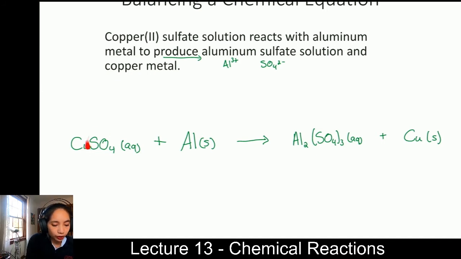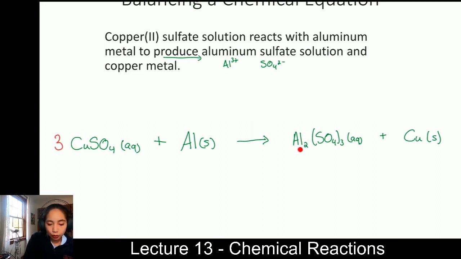So I see that there's only 1 sulfate anion on the reactant side, but on the product side there's 3 of them because of the parentheses. There's 3 there. So to balance the sulfate, I'm actually going to put a 3 in front of copper sulfate. So now there are 3 sulfates there. All right, so the sulfates are balanced. Let's take a look at aluminum. So I didn't have to change anything to aluminum sulfate. I just balanced it with a 3 on our copper sulfate side.